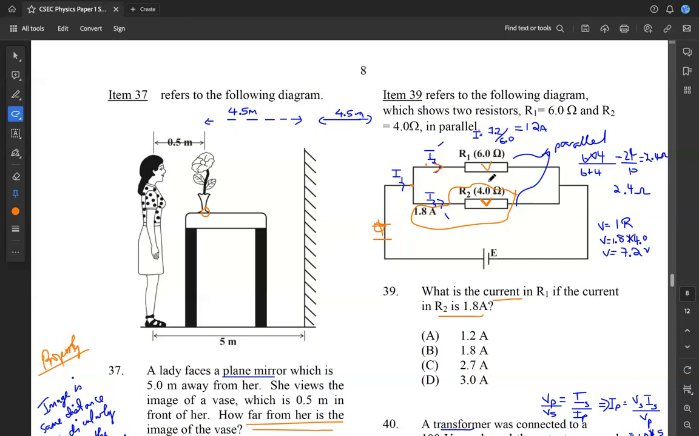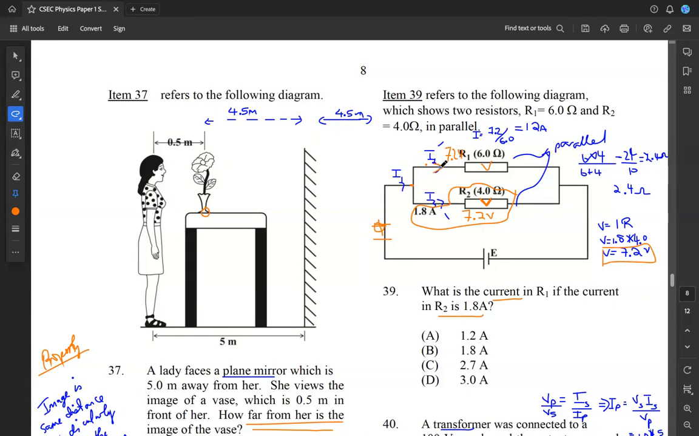That's what I have here, times that resistance, and that would give us a voltage in the bottom portion of the circuit. That would give us 7.2 volts. So if down here the voltage is 7.2 volts, and we say that these two resistors are in parallel, then the volts up here will also be 7.2 volts, right?